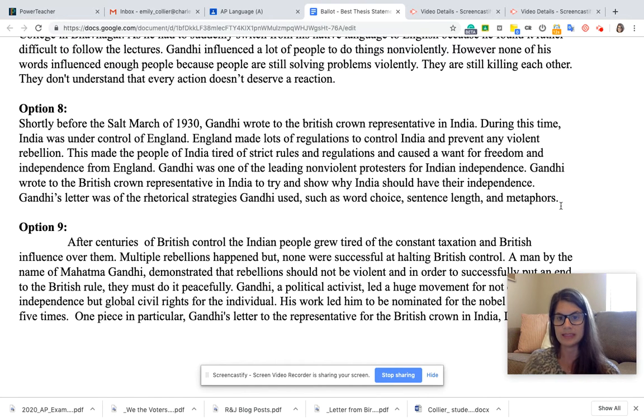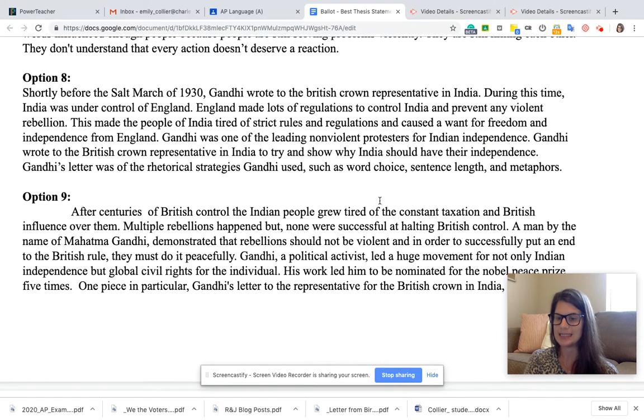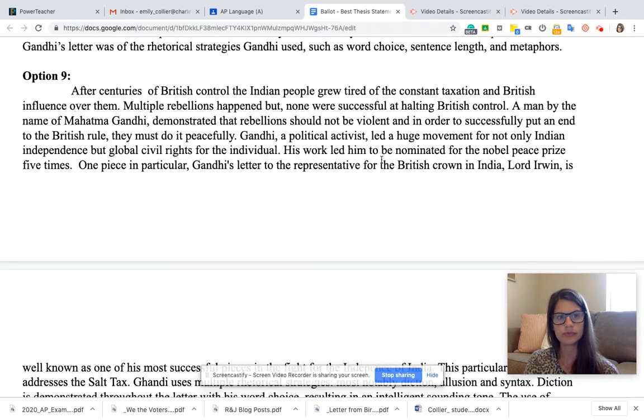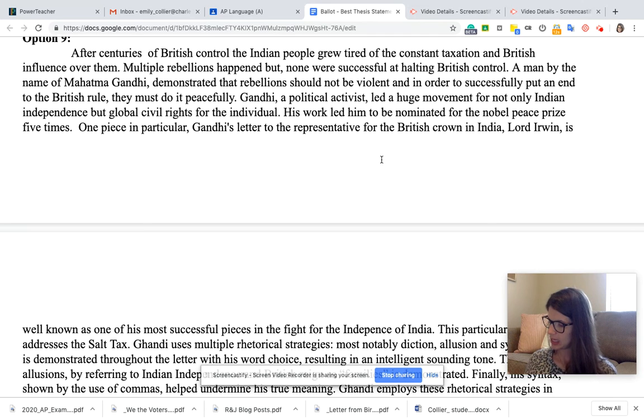So I really like that. The only thing I would say is, again, you have no choice but to use words and you have no choice but to use sentences. So can we get an adjective before it indicating what you're specifically going to look at? Okay, and finally, option 9.